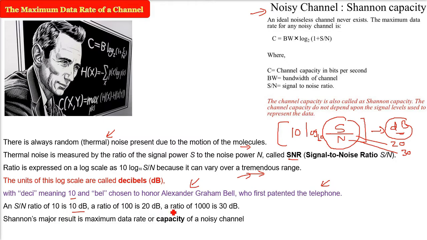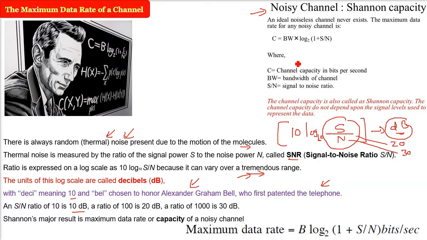Shannon's major result is the maximum data rate, or maximum capacity, for a noisy channel. Nyquist: noiseless channel. Claude Shannon: noisy channel. He gave the expression: maximum data rate equals bandwidth multiplied by log base 2 of (1 plus S by N), where S by N is the signal to noise ratio, in bits per second. B you will always take in hertz; if it is in kilohertz, you have to convert it into hertz. This is the maximum data rate.